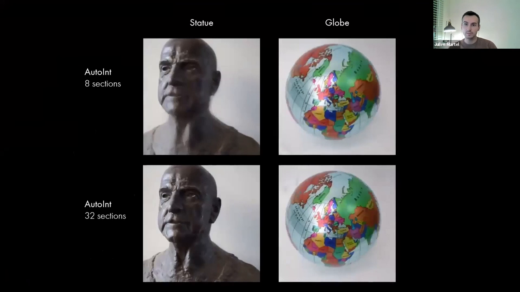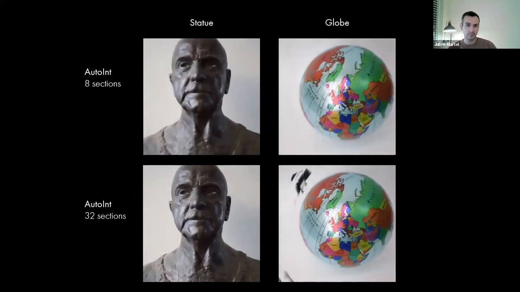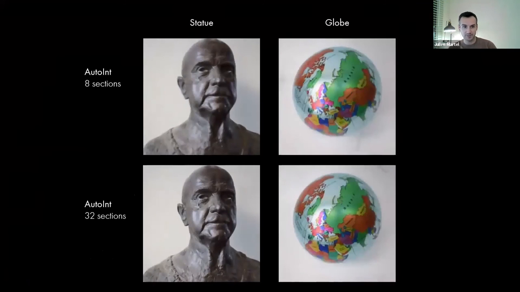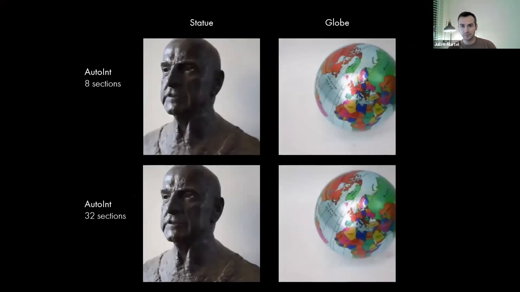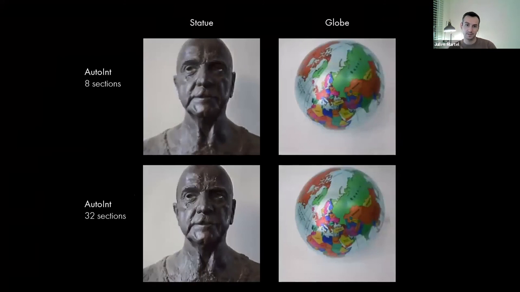And so the model works on synthetic data, as we just showed, but also works on a real world scene. And in some views, we can see a few artifacts that come from the piecewise approximation, but the overall image quality is okay.